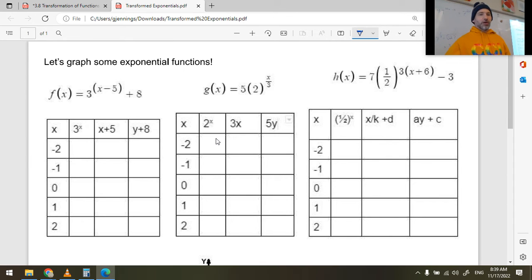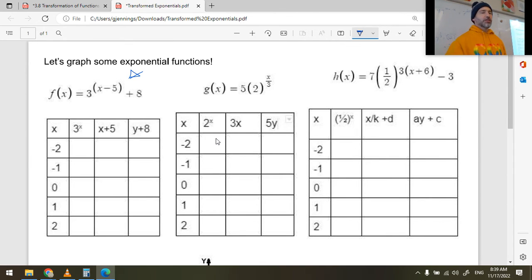So this one, what kinds of transformations are we applying? Just a d and a c, because this is part of the parent function. That's like the base of the exponent. So we're just doing -5 and 8? Yeah, d is, I think of it as +5, and 8 there for c.